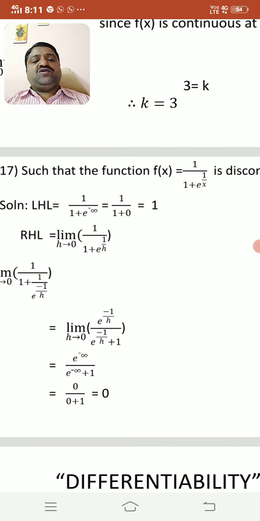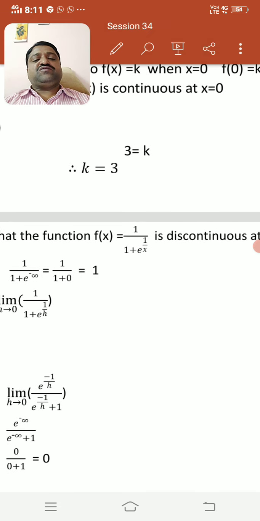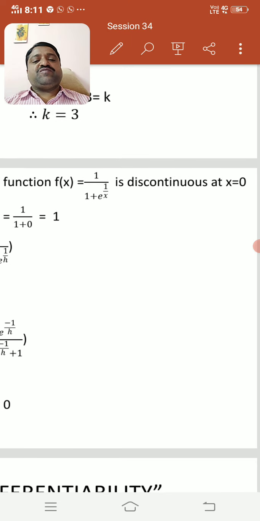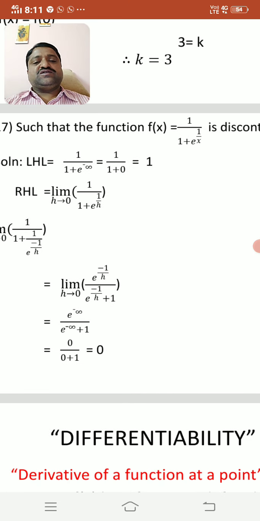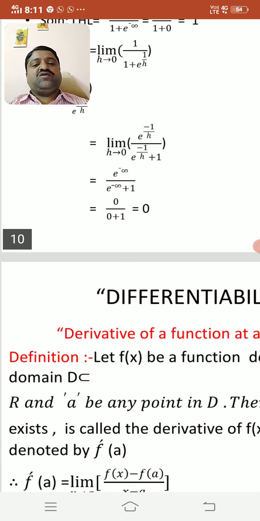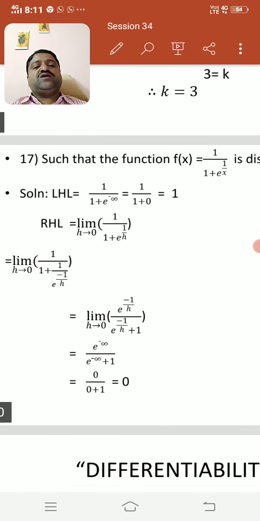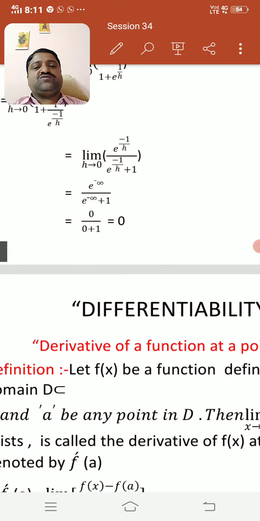Next example, show that the function f of x is equal to 1 divided by 1 plus e to the power of 1 by x is discontinuous at x is equal to 0. Solution. LHL is equal to 1 divided by 1 plus 0 is equal to 1. RHL is equal to limit of 1 divided by 1 plus e to the power of 1 by h as h tends to 0, is equal to 0. So, the limit of the given function does not exist. Hence, f of x is discontinuous at x is equal to 0.